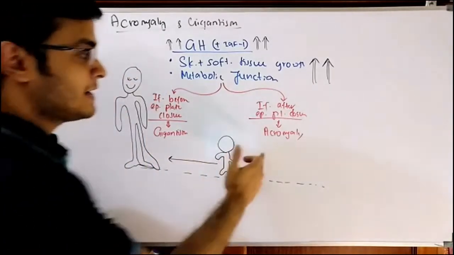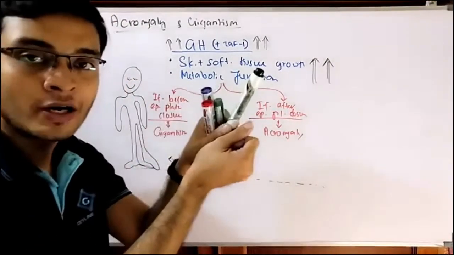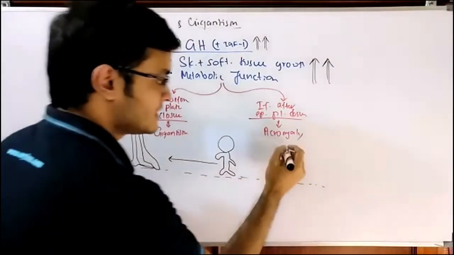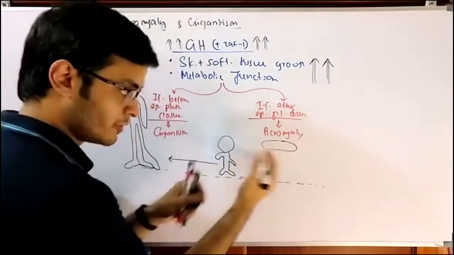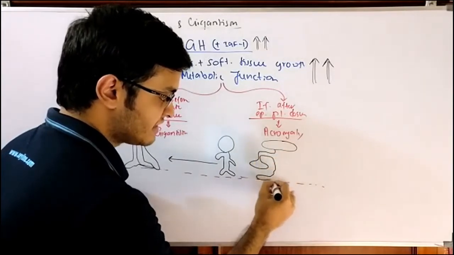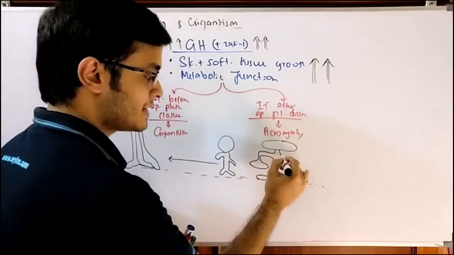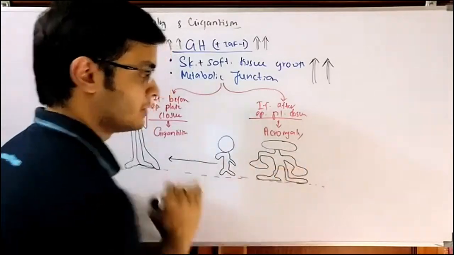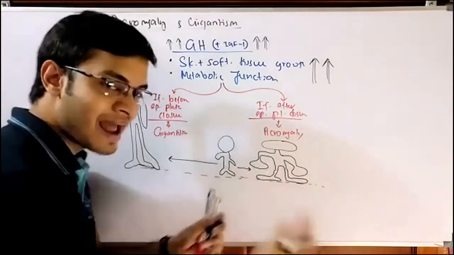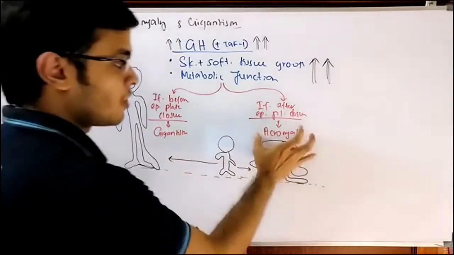What happens if it is after epiphyseal plate closure? It's not the bone length that is the problem, it's the bone thickness. So these people, you can draw something like this. Their face will look a little bit weird, and their hands and feet will look a bit weird. We will look at all of these. But they are the same height as a normal person, so not a problem with the height. It's more a problem with the facial features, the hands and everything, because the bones are thickening. This is what we call acromegaly.